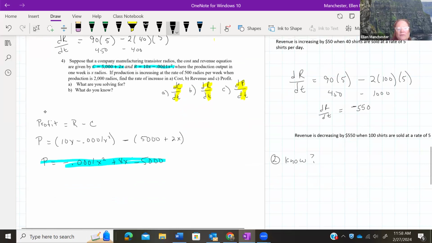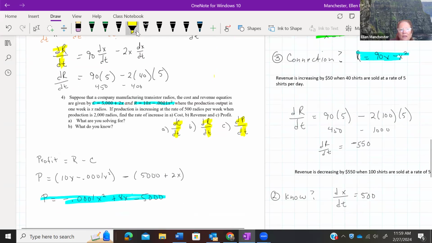All right, here we go. Notice what the X represents. The X represents the production output in 1 week, so that's our time, is X radios. So X represents the number of radios. Production is increasing at a rate of 500 radios per week. So there is our radios changing per week, and they're increasing by 500. Okay, so that rate term is going to be super important to you.